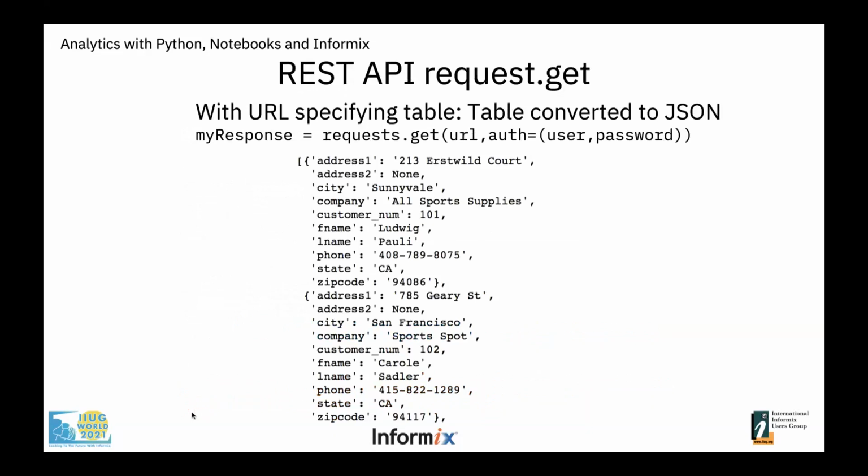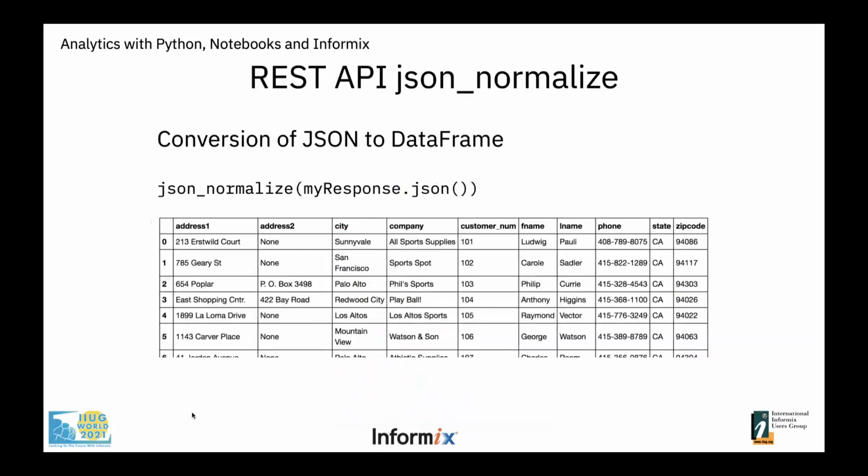Here we see the JSON document, which we get when we select all the rows from the customer table. You see all the known content of the customer table, the first record with Ludwig Pauli and so on. And it's a list with the documents within the list. And after you do the JSON normalize, you will convert that into a data frame.